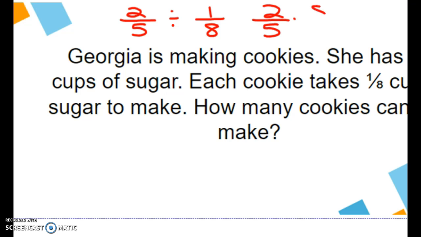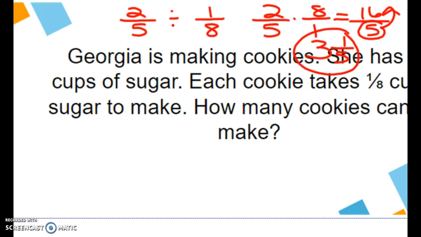2 over 5 times 8 over 1. If you multiply across, you get 16 over 5. 5 can go into 16 3 full times. And then you have 1/5 left over. So your answer is 3 and 1/5.